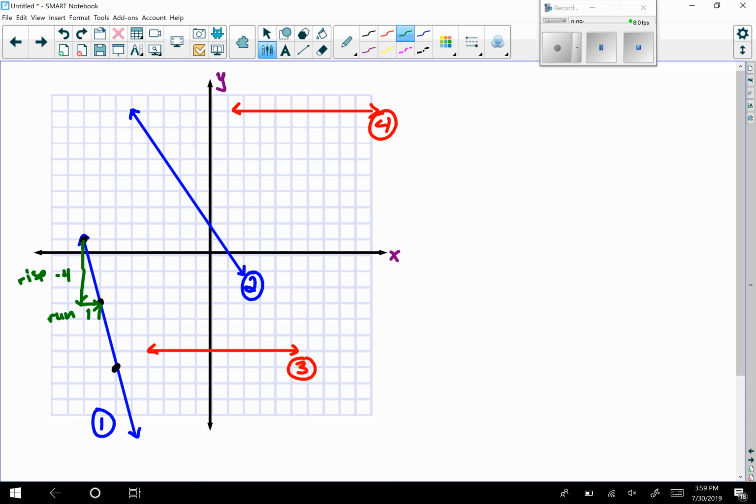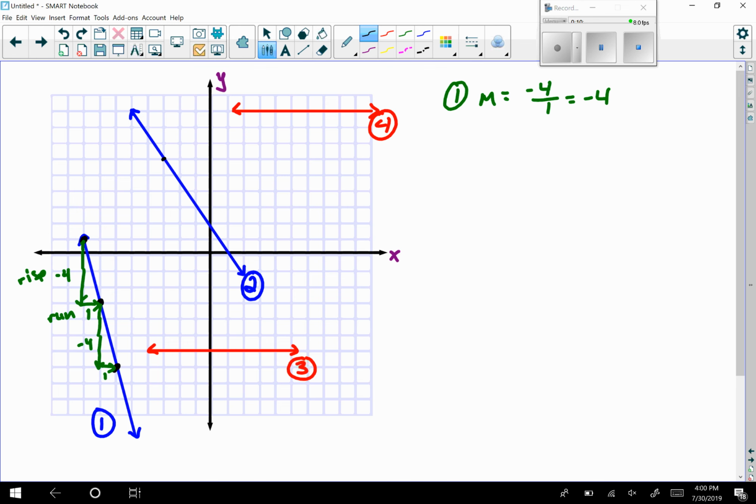If I repeat that, 1, 2, 3, 4 down, and then 1 to the right. So for number 1, my slope is going to be a -4 over a 1, which we could leave like this, but it also turns into a -4. If you wish to pause this now to try your hand at number 2, go ahead and do so, and then click resume to see what the result is.